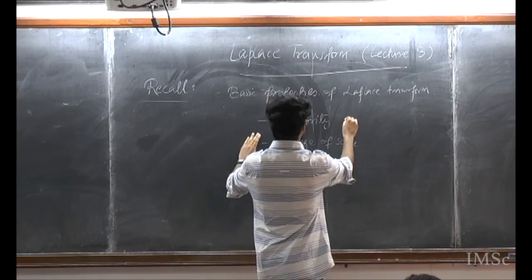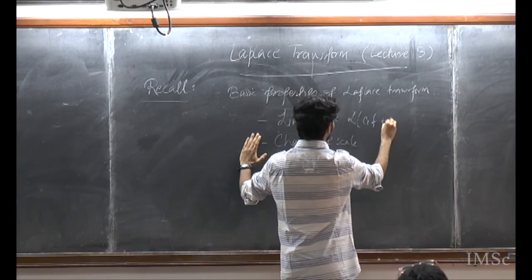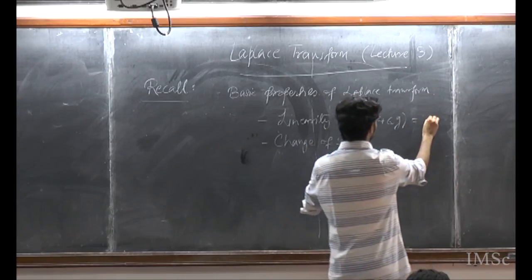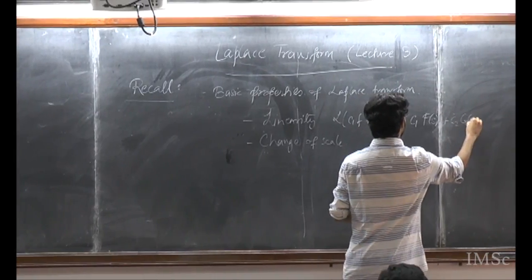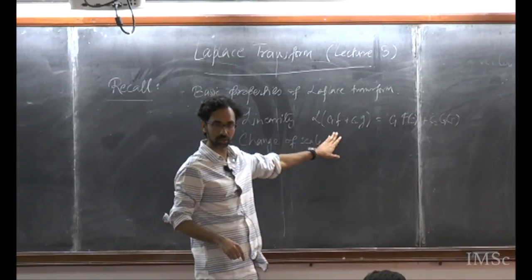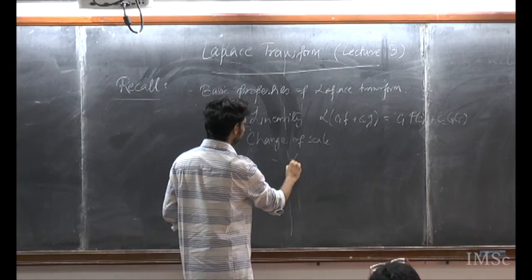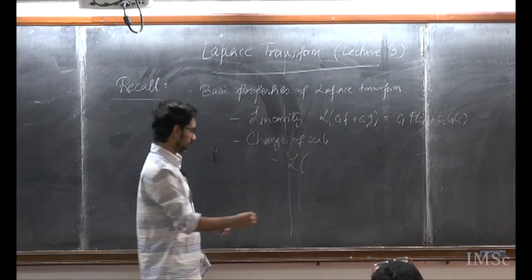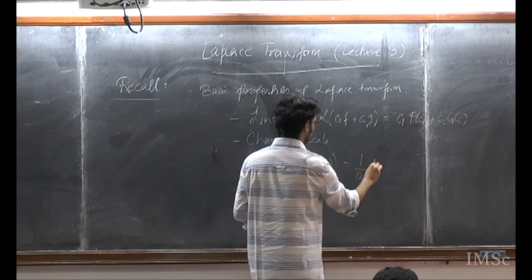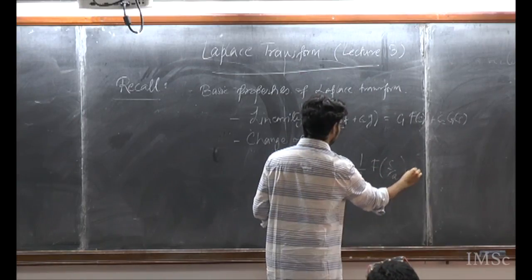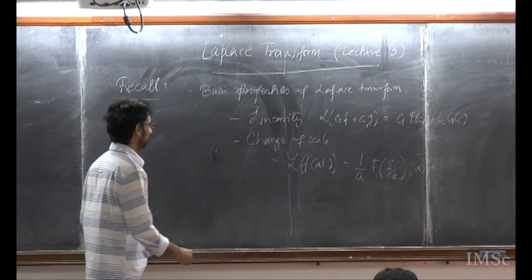So let me write down what it was. L of c1 f plus c2 g is c1 F(s) plus c2 G(s), where capital F and capital G are Laplace transforms of small f and small g. What was change of scale? L of f(at) is 1 by a F(s by a), with a greater than 0. This is important, yes? Change of scale, okay.